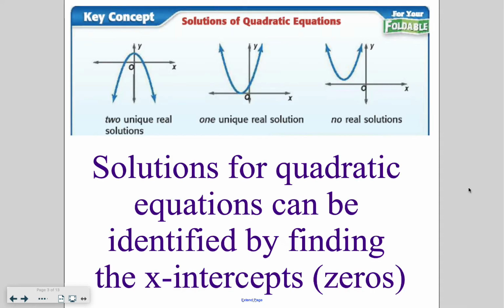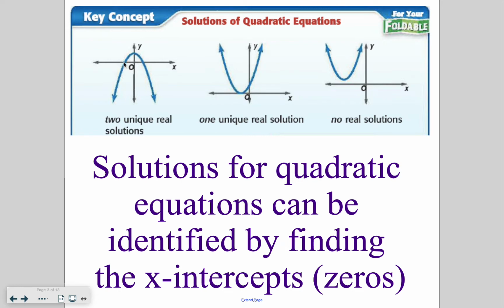So when we are looking at solutions to quadratic functions, we are looking for where they cross the x-axis. So we are looking for those x-intercepts. That's going to tell us what values of x can be plugged in to solve the equation. There are three different scenarios for our answers.